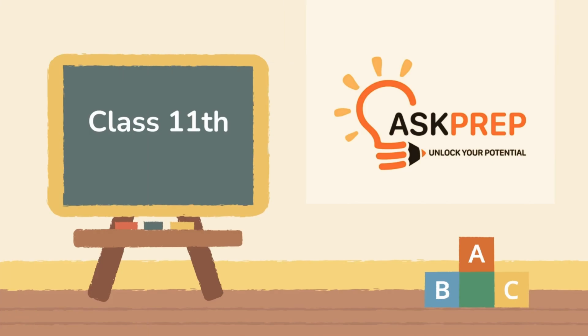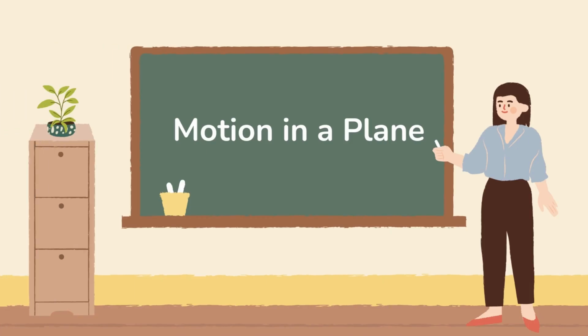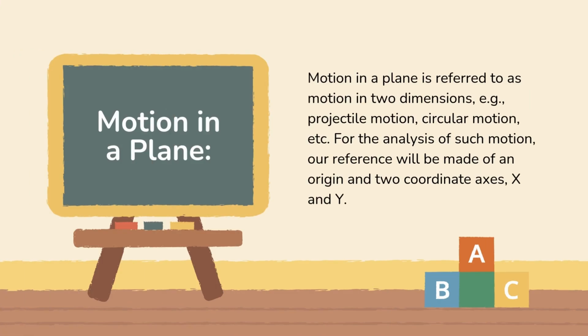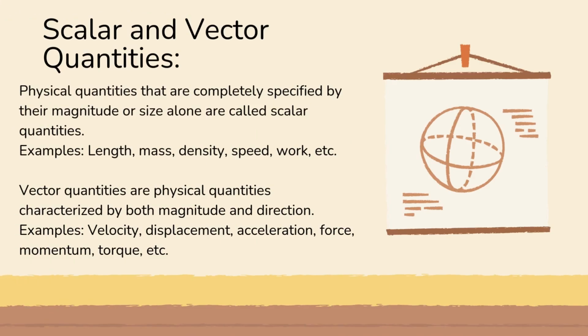In today's series on 11th grade physics, we will be studying chapter 4, Motion in a Plane, in detail. Let's start the video. What is motion in a plane? It is referred to as motion in two dimensions, for example, projectile motion, circular motion, etc. For the analysis of such motion, our reference frame is made of an origin and two coordinate axes, x and y.